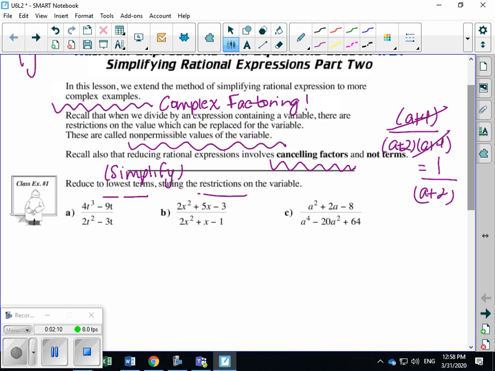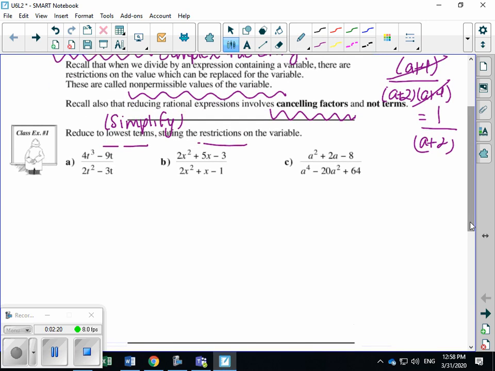Look at A. We have 4t cubed minus 9t all divided by 2t squared minus 3t. We definitely have to factor here first. Look at our numerator. What can I factor out of the numerator? I can simply take out a t. This is just factoring by greatest common factor. If I take out a t, I'm left with 4t squared minus 9.